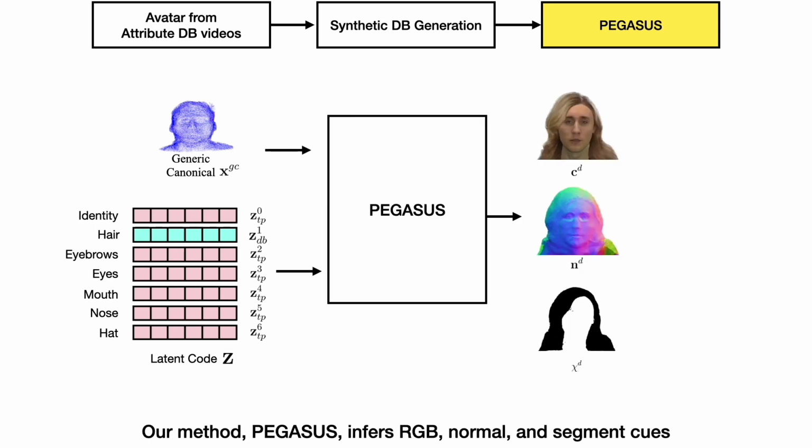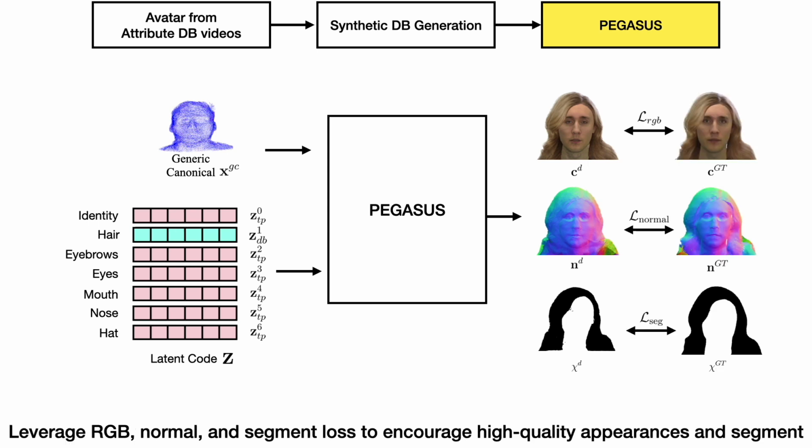Our method, PEGASUS, outputs RGB, normals, and segment cues in the deformed space from the generic canonical point cloud and latent code. We leverage RGB, normal, and segment loss to ensure that PEGASUS achieves high-quality appearance and accurate segmentation.